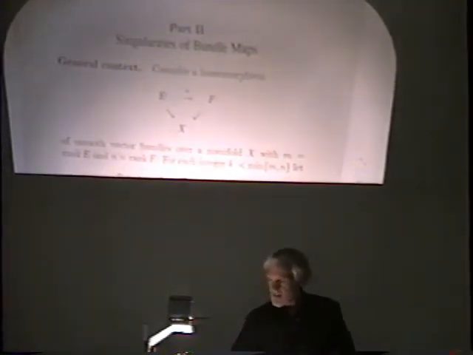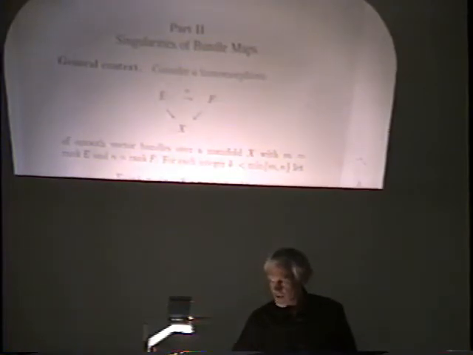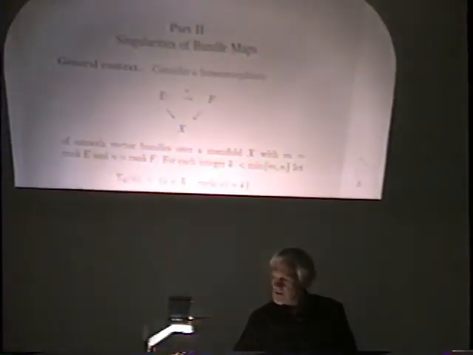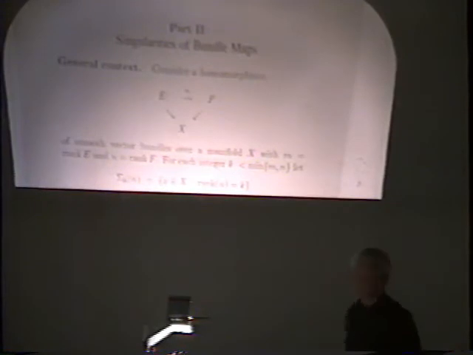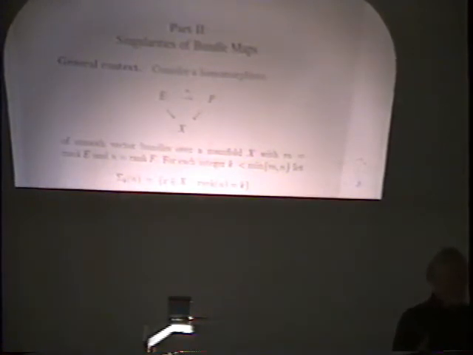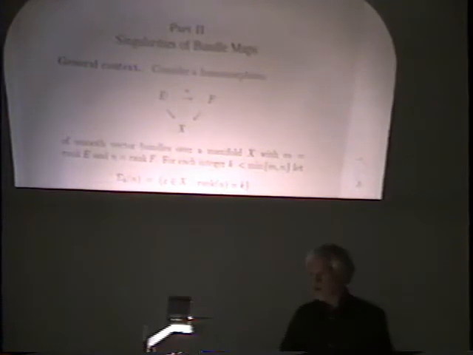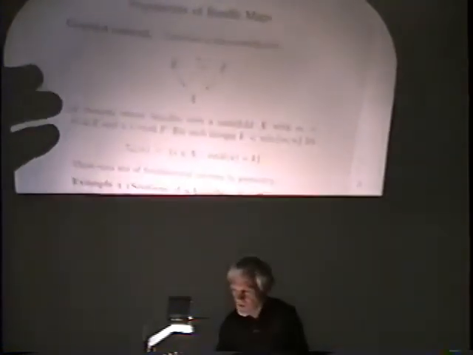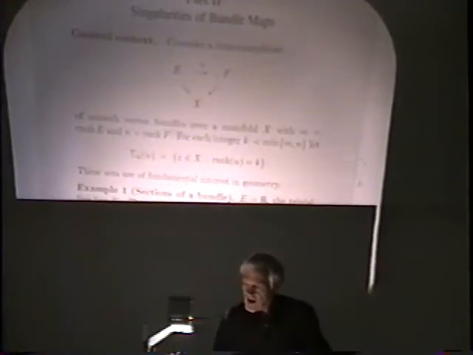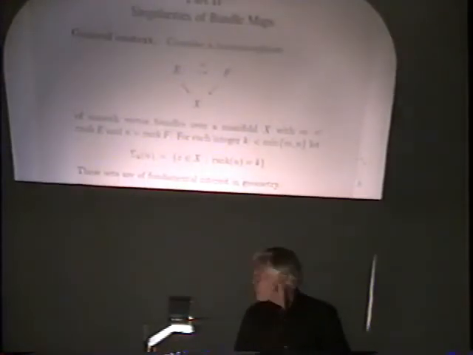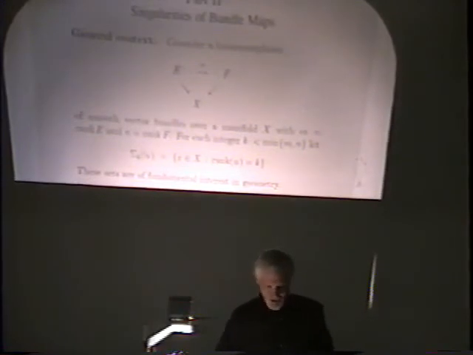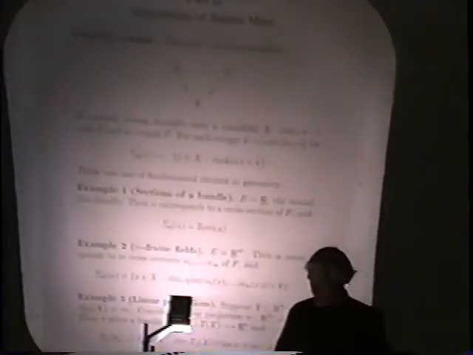And now if you do that and pick an integer k that's strictly less than the minimum of m and n, then there are these naturally associated sets. You fix a k, and you look at the set of points where that bundle map has rank k. Okay? These are the things that are very typically the first things one thinks about in singularity theory. And these are the things that I want to discuss, and so because of that, let me take you through lots and lots of examples, and then we'll come back and revisit them.